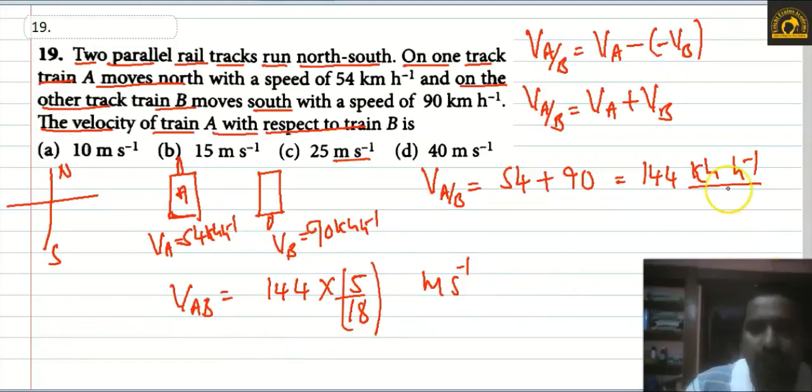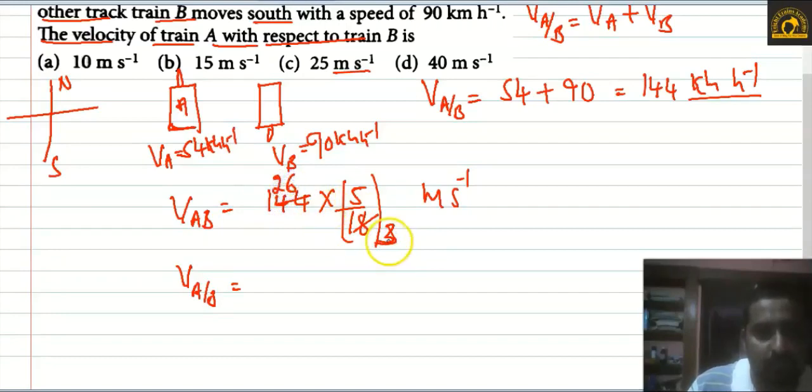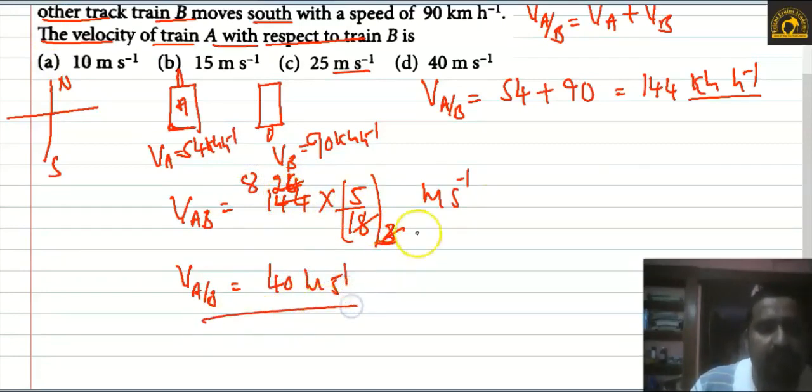So it cancels, and the velocity of A with respect to B is equal to 8 into 5, which is 40 meter per second. So which is the answer? Option D is the correct answer for this question.